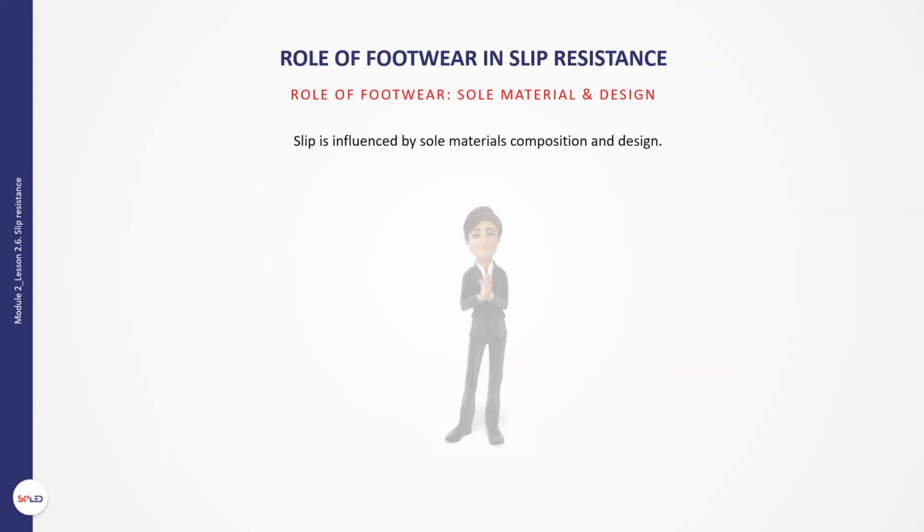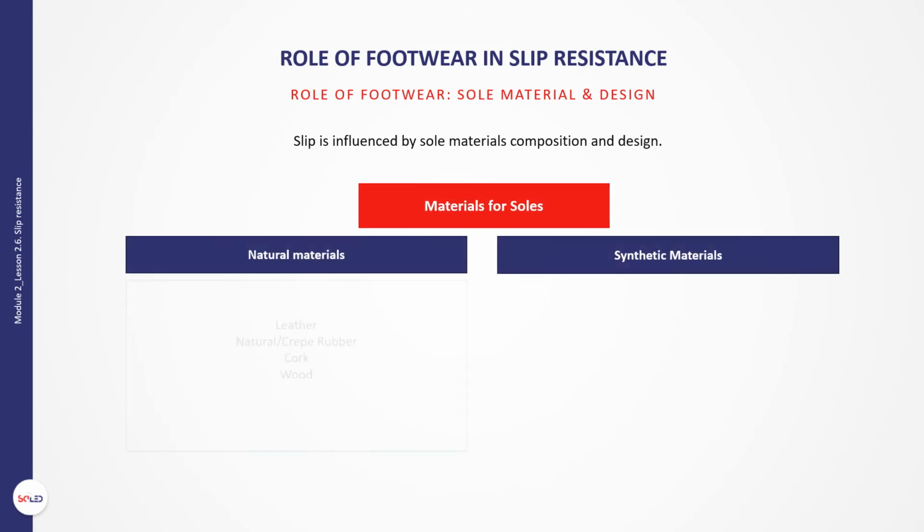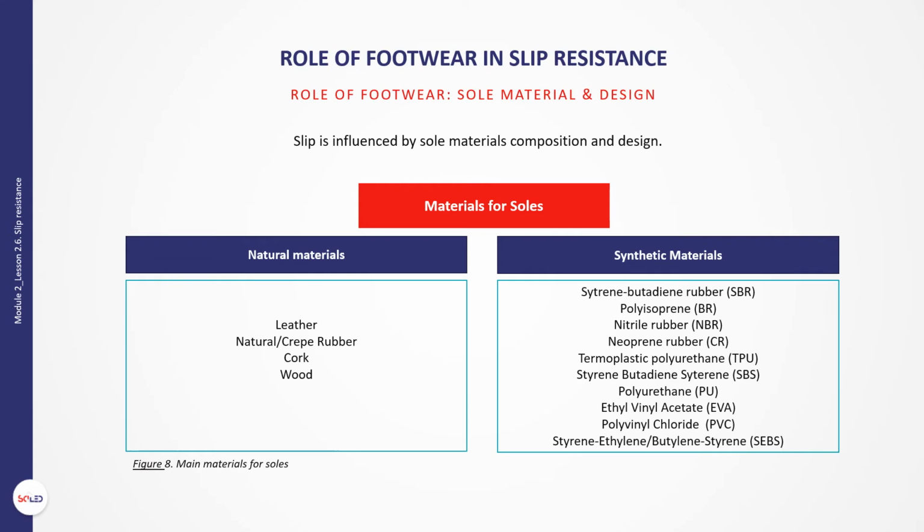Slip is influenced by sole materials, composition and design. Different outsole materials are available, namely natural rubber (NR), nitrile rubber (NBR), ethylene vinyl acetate copolymer (EVA), polyurethane (PU), polyvinyl chloride (PVC), thermoplastic rubber (TPR), or others. Generally, the NR outsole has the best slip resistance on the dry surface, whereas the NBR and PU have the best integral slip resistance performance on contaminated floor surfaces such as wet, oily and so on.